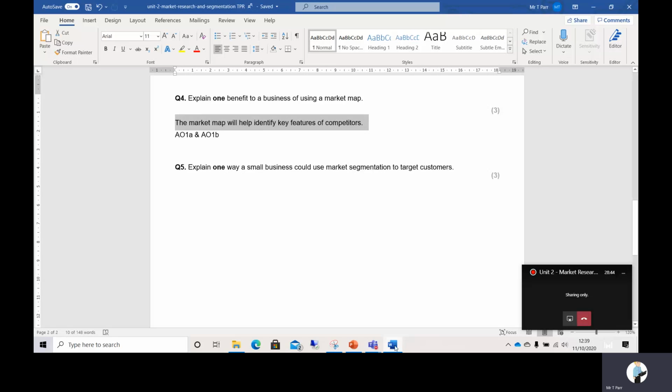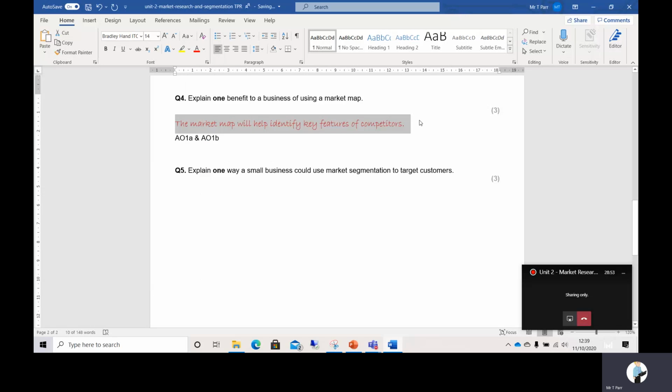That's our first mark. That's our AO1A. The market map will help identify key features of competitors. I'm going to change this to a different font because I'm picky like that. Okay, that's our first mark.